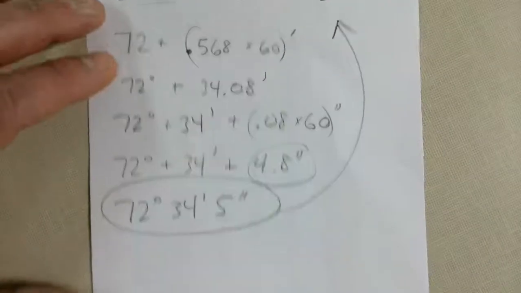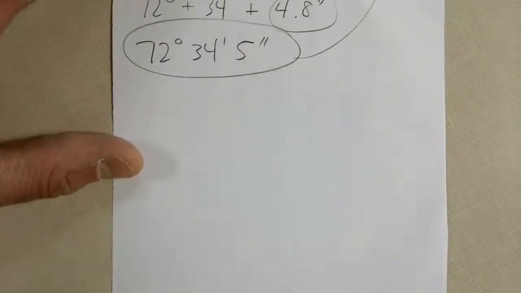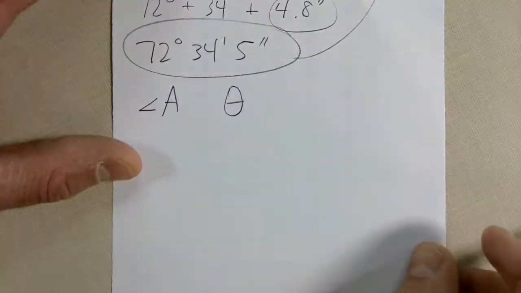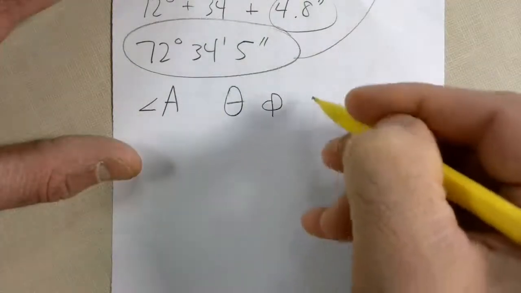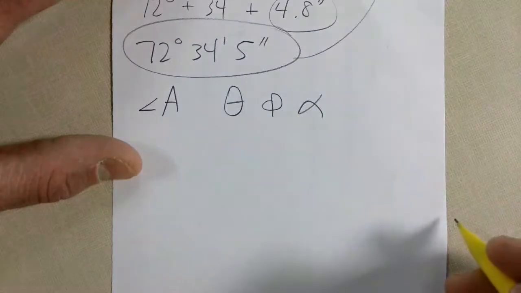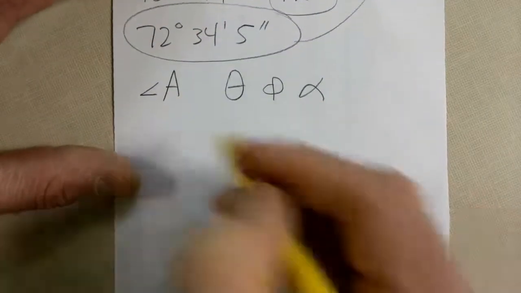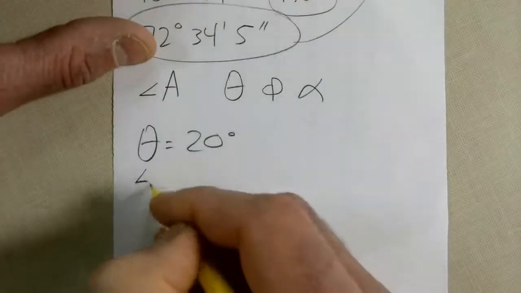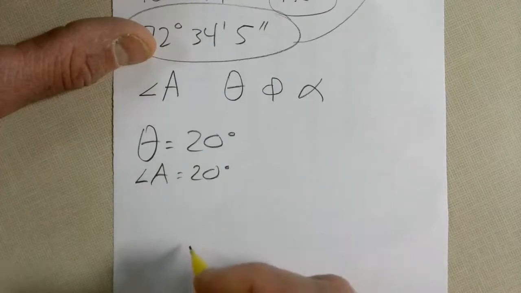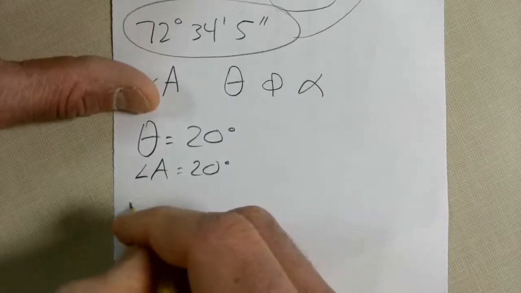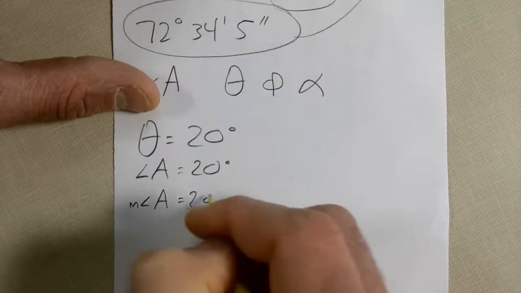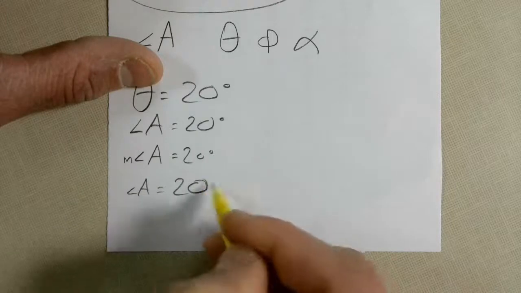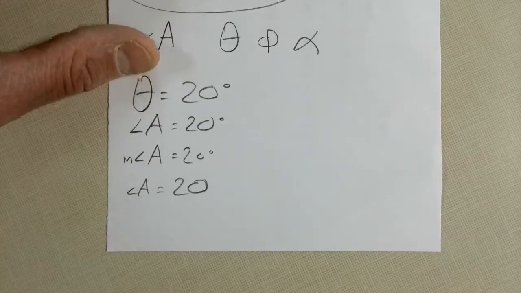Okay, now, a lot of times we will end up using capital letters like this to name an angle, or we'll use a Greek letter, theta, or phi, or alpha, to name angles. So for example, we'll say theta is equal to 20 degrees, or angle A is equal to 20 degrees, or we'll say the measure of angle A is 20 degrees, or simply angle A is equal to 20, and we'll leave off the little degree symbol.